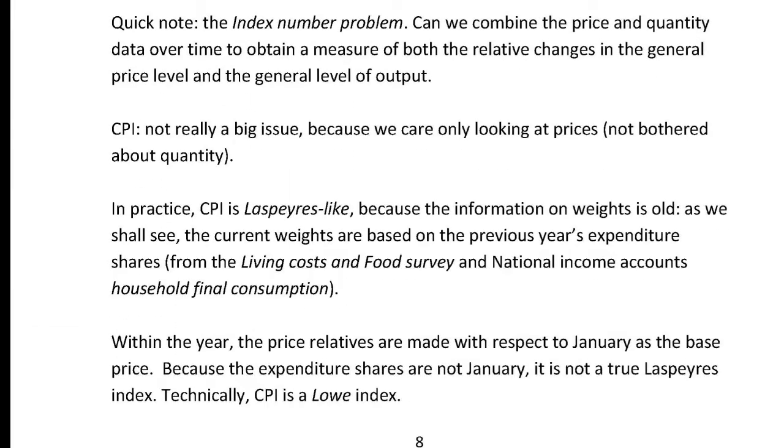In the previous slides, we've looked at how we can rewrite Laspeyres and Paasche in terms of price relatives and expenditure shares. I'll just make a couple of comments here. As a quick note, there's something called the index number problem, and this asks the following question: can we combine both the price and quantity data over time to obtain a measure of both the relative changes in general price level and the general level of output?